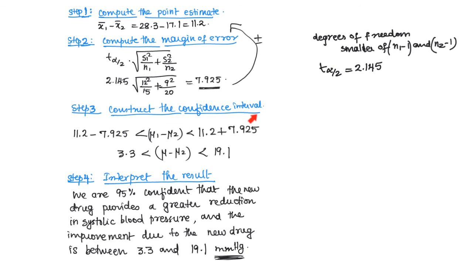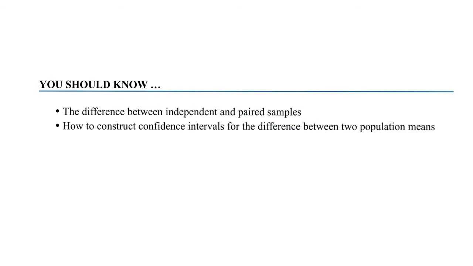Then construct the confidence interval. If you add these two, you will get the right bound, and if you subtract this, you will get the left bound. So the difference between the means is between 3.3 and 19.1. Now we can interpret the result. We are 95% confident that the new drug provides a greater reduction in systolic blood pressure, and the improvement due to the new drug is between 3.3 and 19.1 millimeters of mercury.